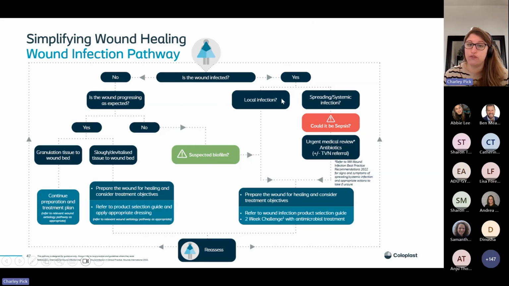No matter which one of these that you follow, you always come back to your reassessment. So you will always reassess that wound and then go back through this. So it's a nice, simple wound infection pathway. If you don't have one in practice, this is a nice, simple one to follow. It incorporates the assess, prepare, treat elements along with your wound triangle of wound assessment.